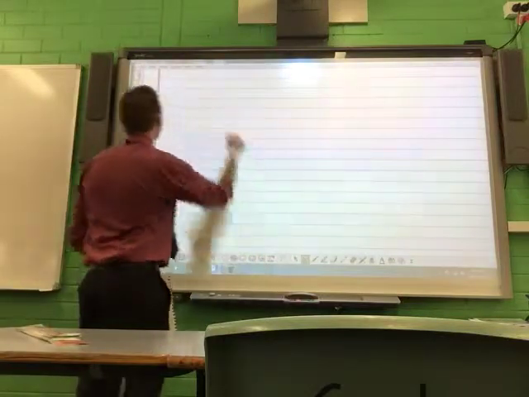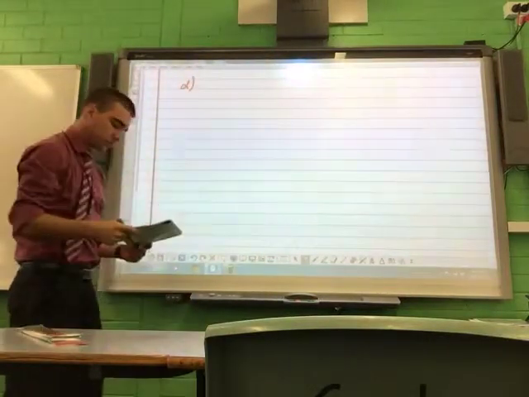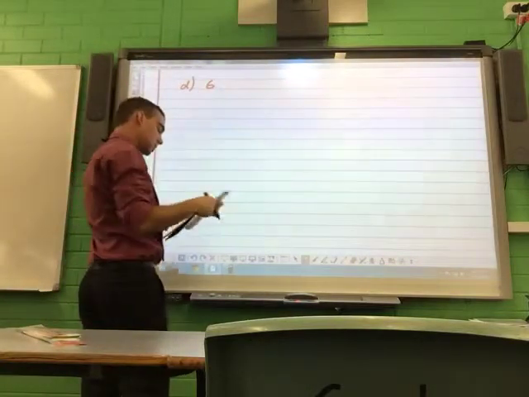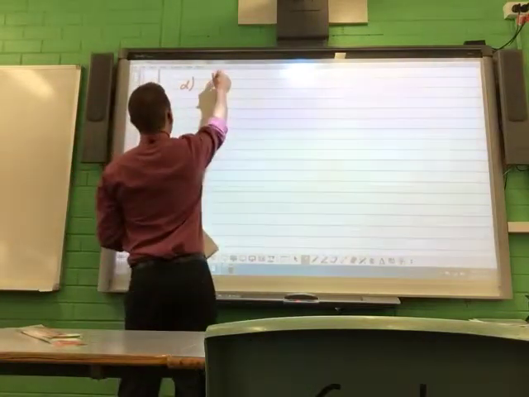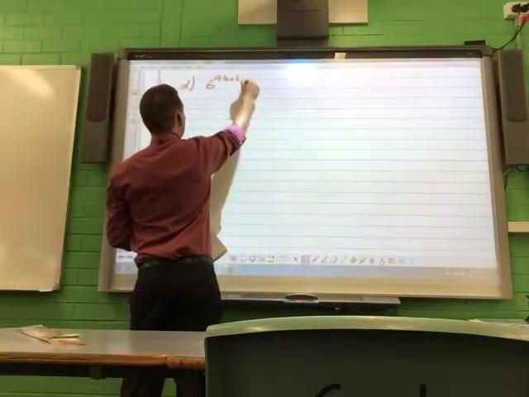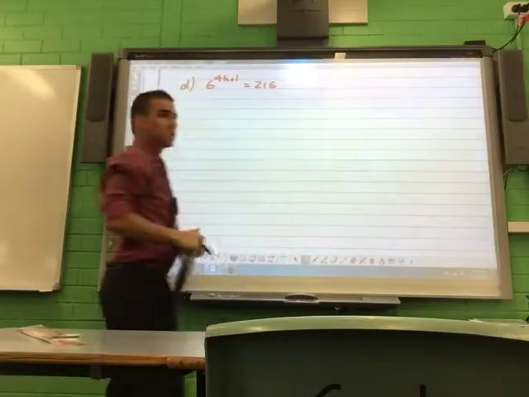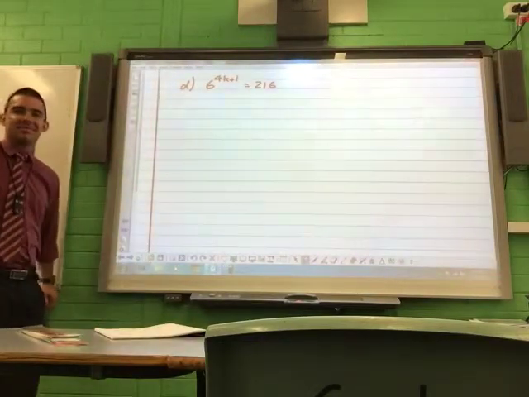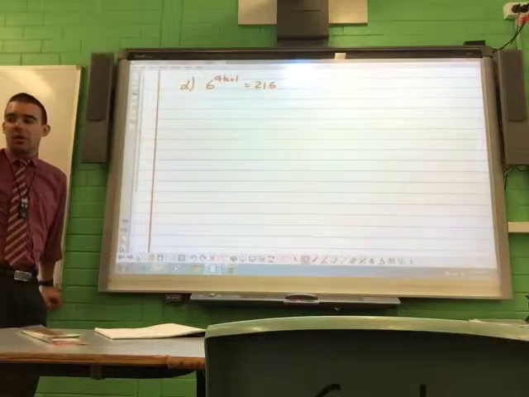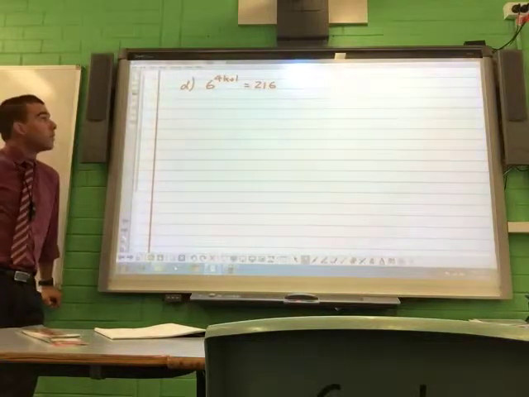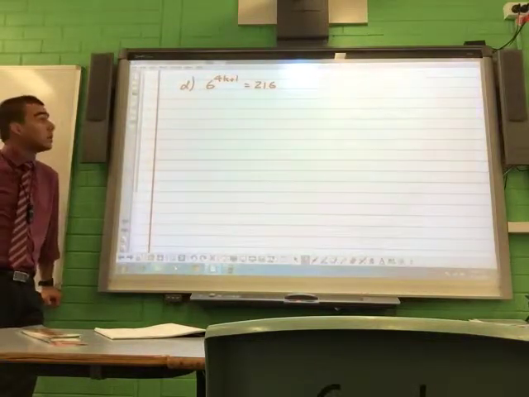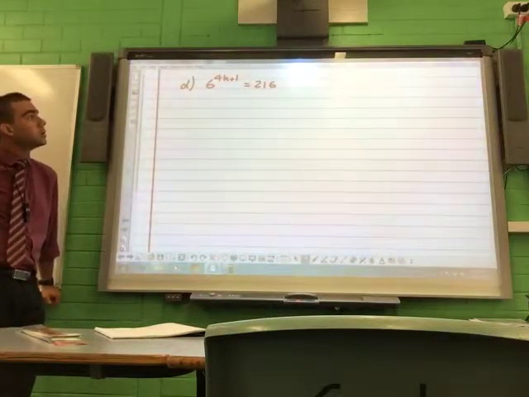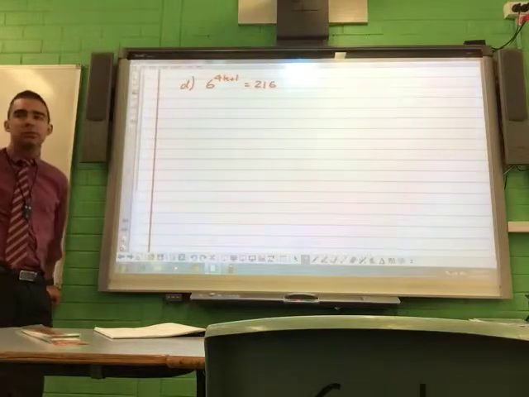Alright, d. 6 to the power of 4k plus 1 is equal to 216. Alright, to solve for k in an index equation, we need to have both sides with the same base. Alright, so 6 to the power of what gives me 216?